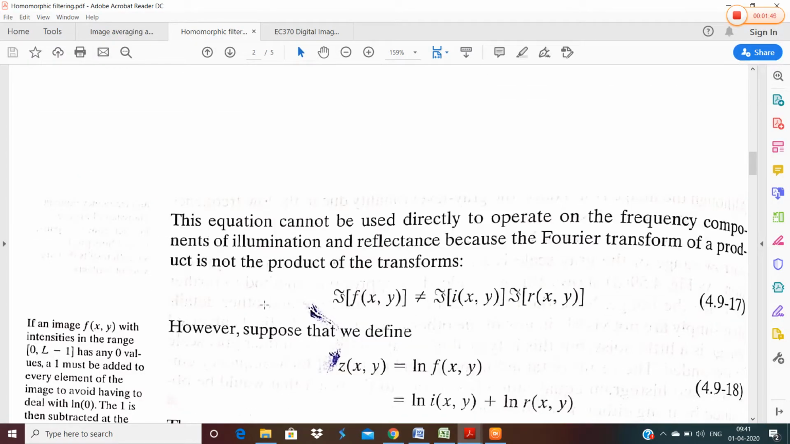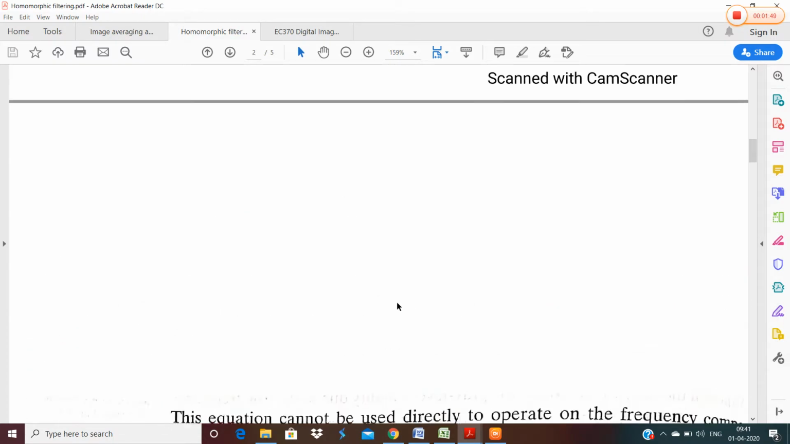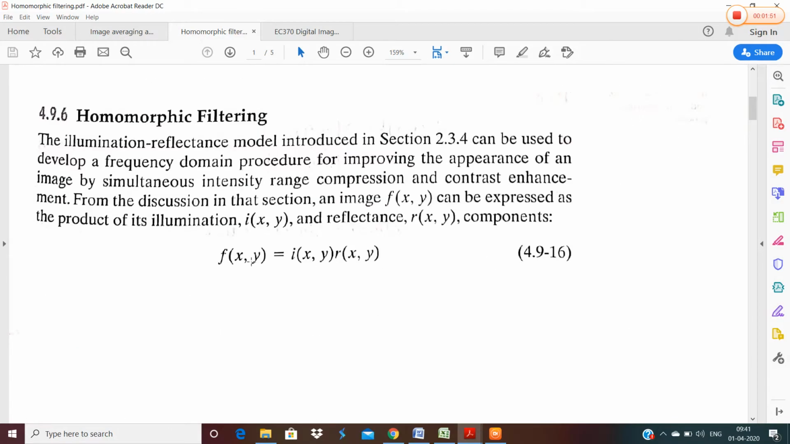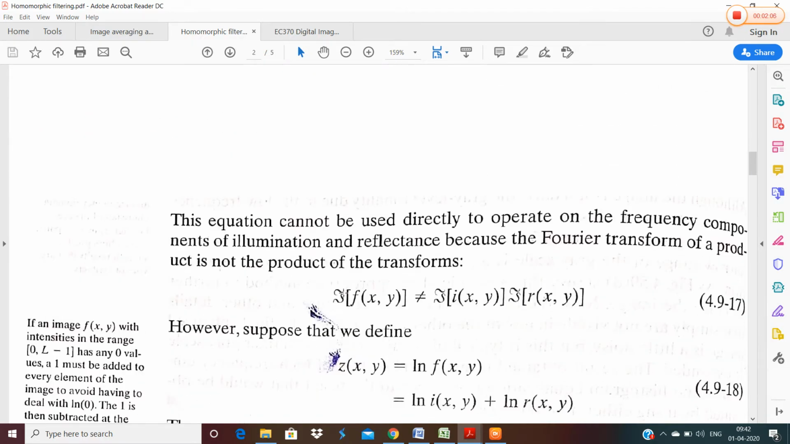In frequency domain filtering, before applying the filter, you need to find the Fourier transform of this image. f of x,y will be converted to F of u,v. But the Fourier transform of f of x,y cannot be expressed as the separate products of the Fourier transforms of i and r, because the Fourier transform doesn't have such a property, and we need to have a linear setting.